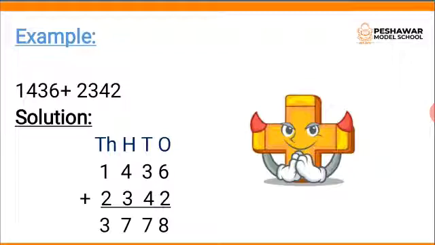Now starting from ones place, add single digit at ones column, which is 6 plus 2 equal 8. Then add the tens column digit, which is 3 plus 4, 7. Then add the hundreds column digit, which is 4 plus 3 equal 7. And lastly add the thousands column digit, which is 1 plus 2 equal 3. So the answer is 3778.